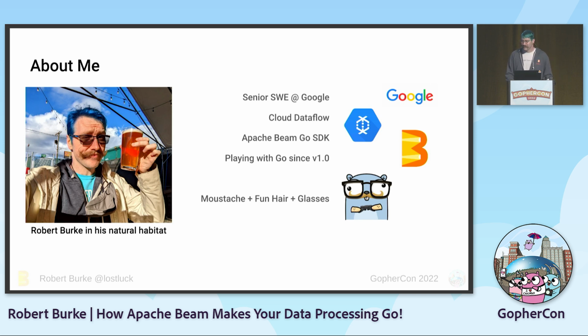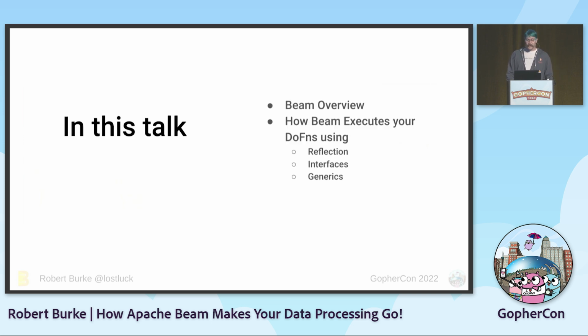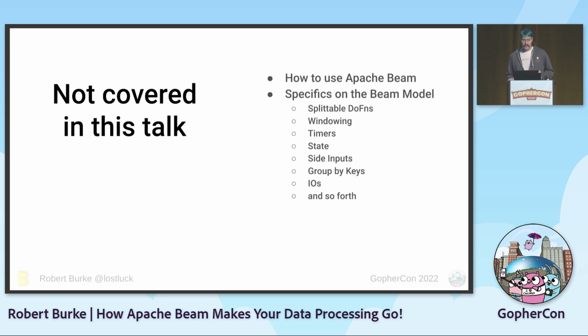Come say hi. So, in this talk, I'm going to cover a quick overview of what Apache Beam is, and from there we'll get into the Go of it, with how the SDK uses reflection, interfaces, and generics to execute your code, which we call DoFns. Importantly, for those of you watching the video later, this talk doesn't cover how to use Apache Beam, or anything really specific about the Go model, or the Beam model. For that, the Beam programming guide and quickstart on the Apache Beam website are the best resources.